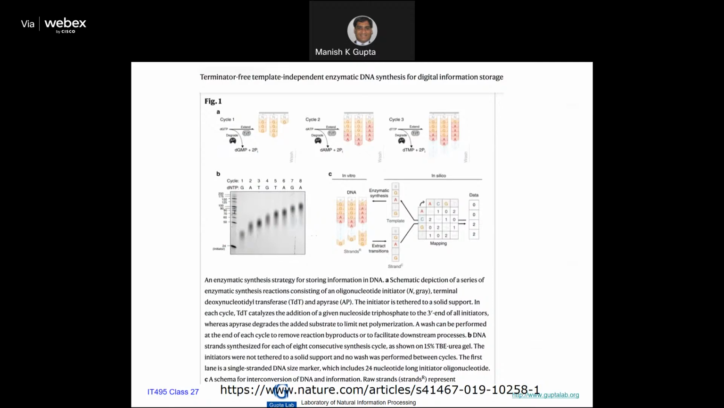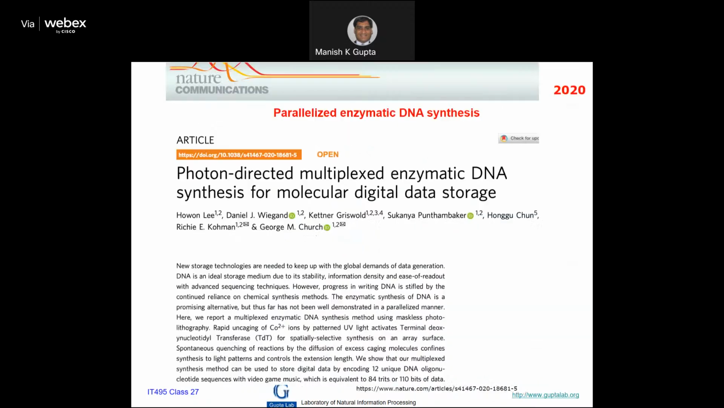The second one is a little bit better. It is photon-directed multiplex enzymatic DNA synthesis for molecular storage, again by the George Church group. And this is in 2020. So this is a kind of parallelized enzymatic DNA synthesis. Parallelly, you are synthesizing DNA molecules, which is an important discovery again, right? Sure, one day he will also get a Nobel Prize for all the discoveries he's taking up, right? Or whatever. So here actually, he has demonstrated in this paper.